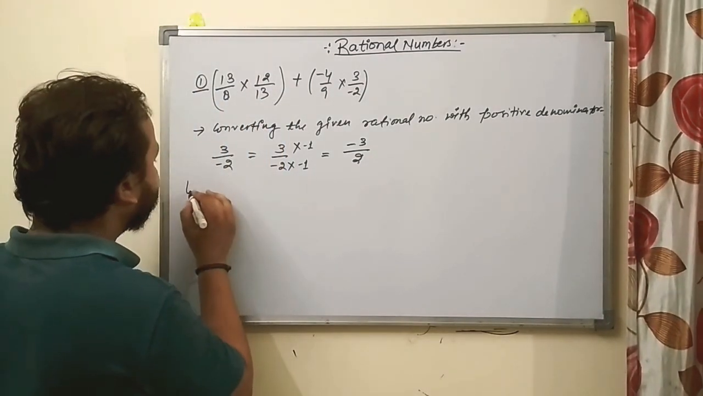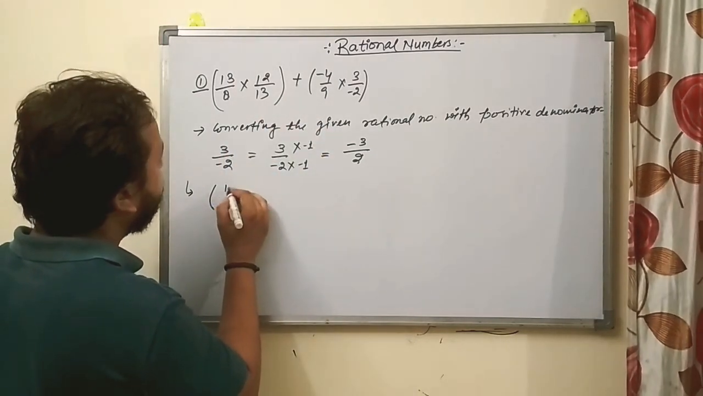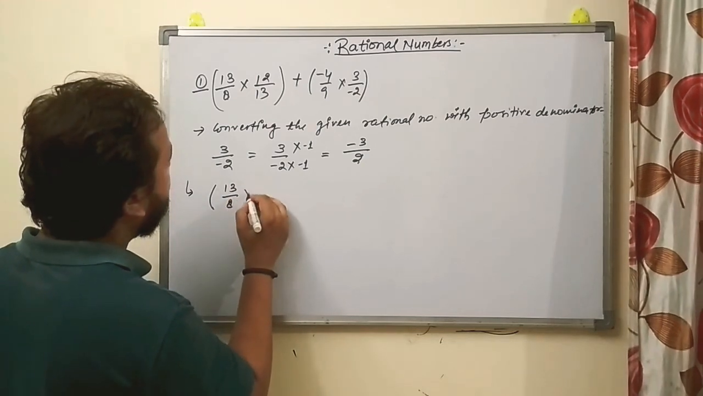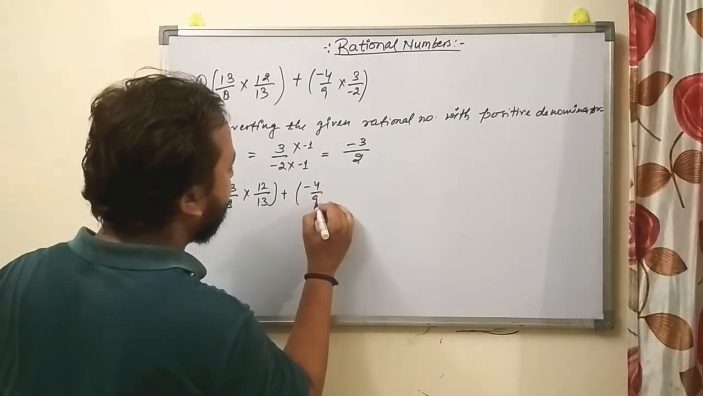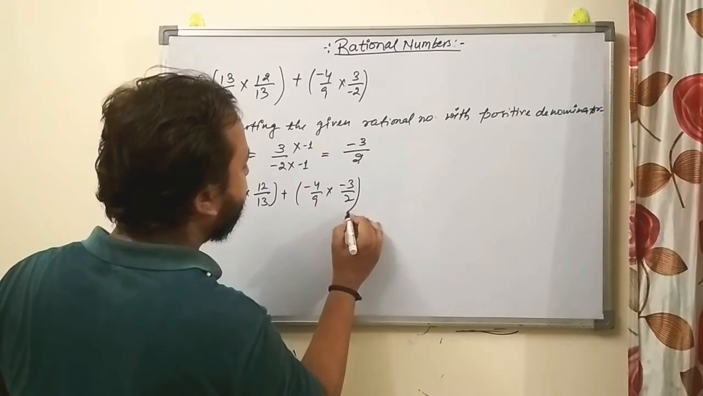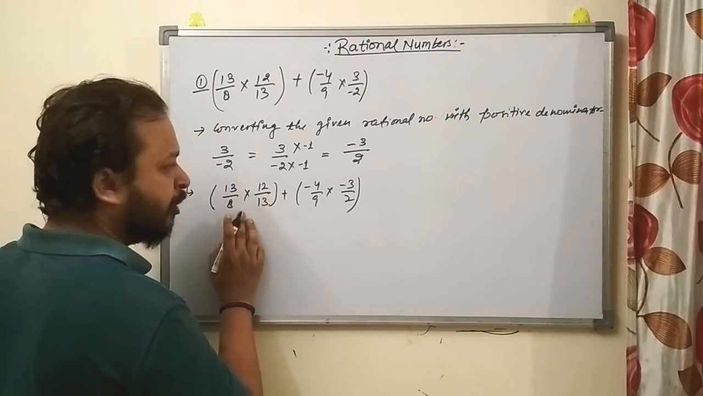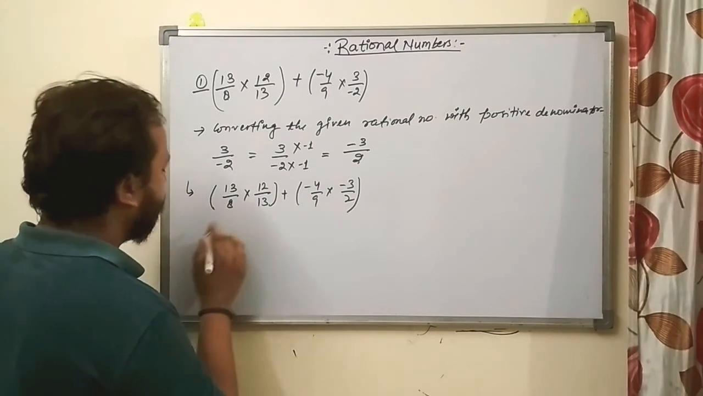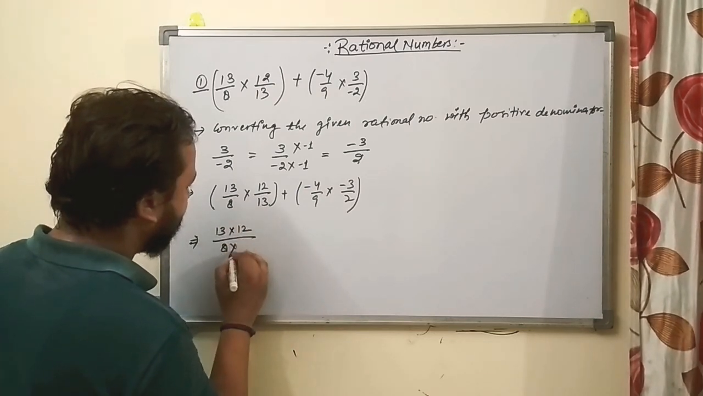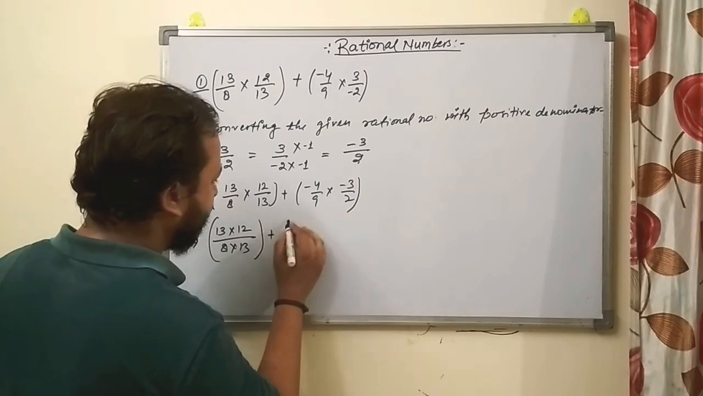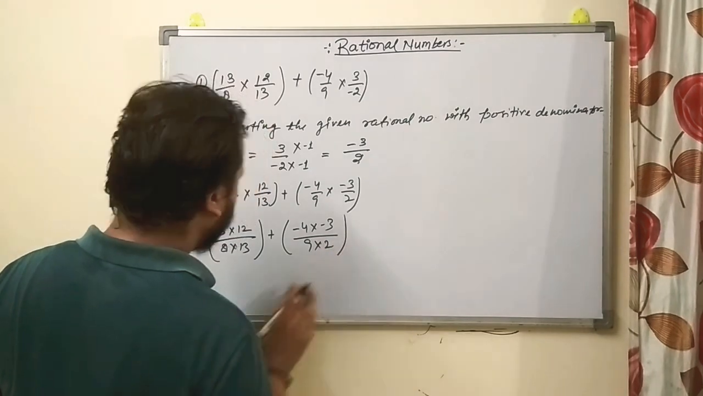So the question is now 13 by 8 multiplied by 12 by 13 plus minus 4 by 9 multiplied by minus 3 by 2. So multiply the numerator by the numerator and the denominator by the denominator. What you will get is 13 multiplied by 12 and 8 multiplied by 13 plus minus 4 multiplied by minus 3 and 9 multiplied by 2.